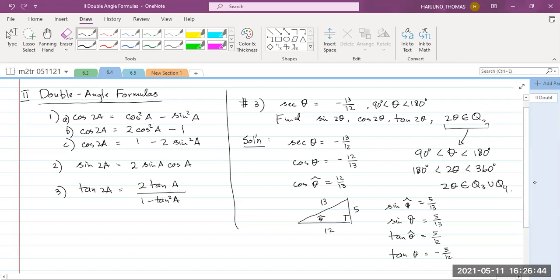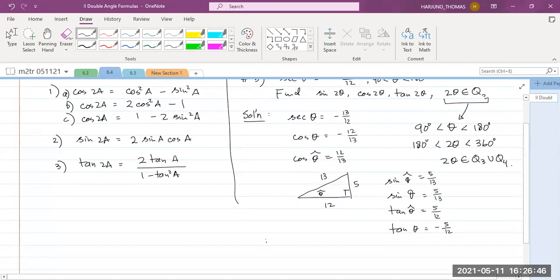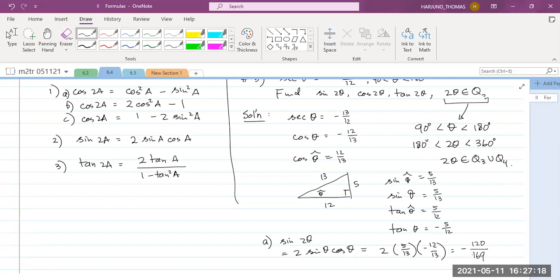Okay, that's the setup. Now then, what is part A? What is sine 2 theta? Sine 2 theta is equal to 2 sine theta cosine theta. That is 2 times 5/13 times cosine theta, which is -12/13. That's -120/169.